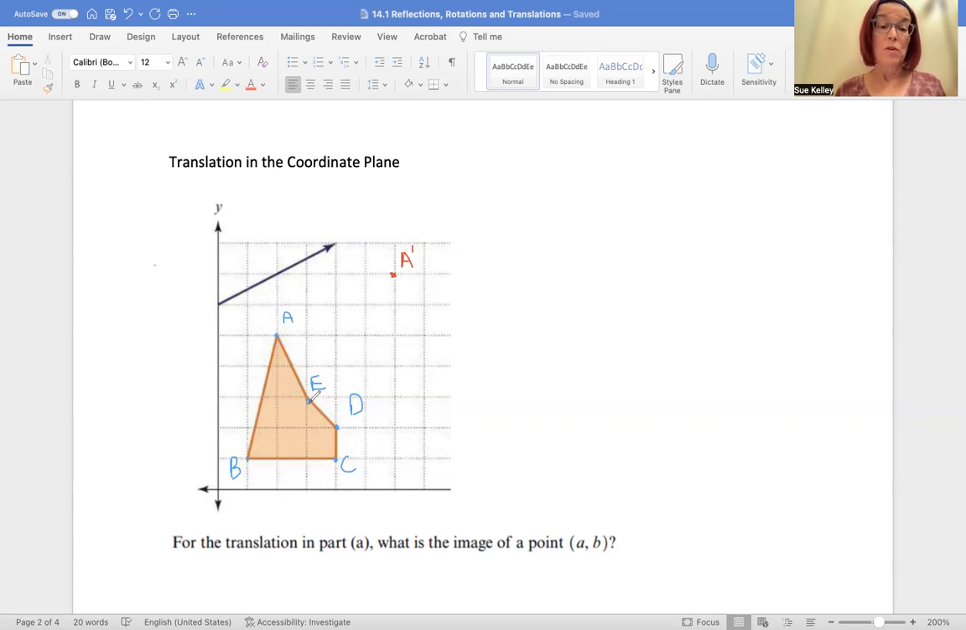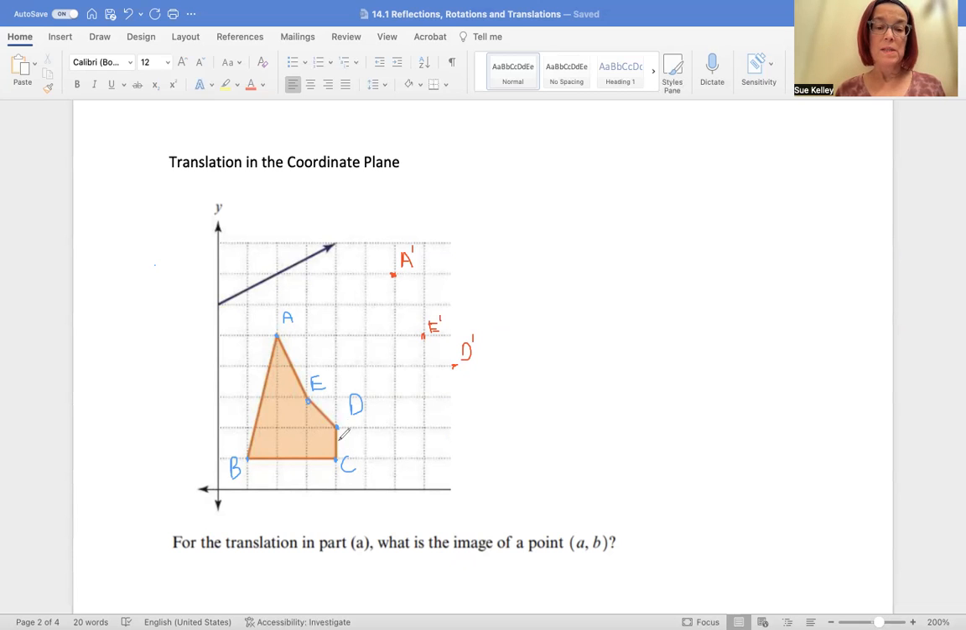I'm going to do the same thing with all of these points. So 1, 2, 3, 4, and up 2 will be E prime. Make that look more like an E. Same thing with D. 1, 2, 3, 4, and up 2. D will be here. Sorry, it cut off the graph a little bit, but you get the idea.